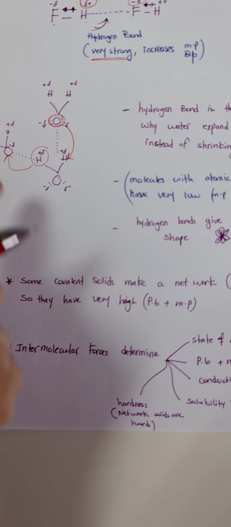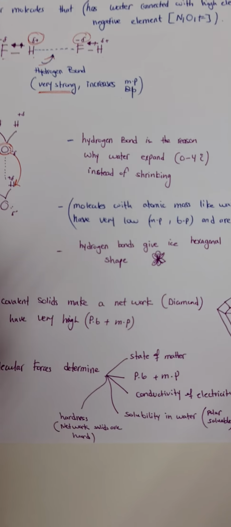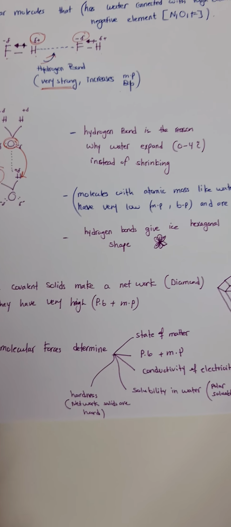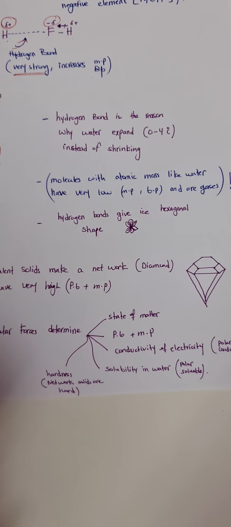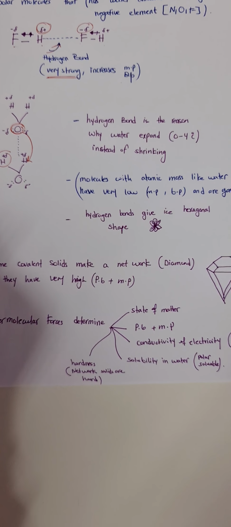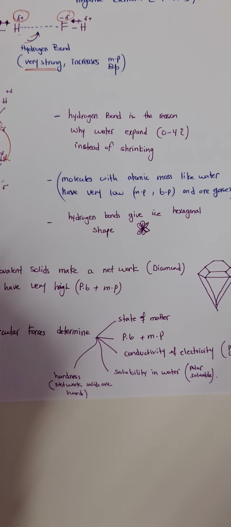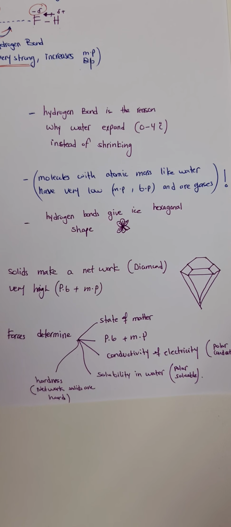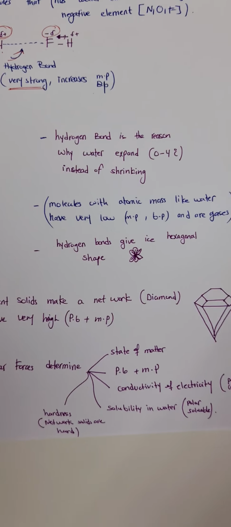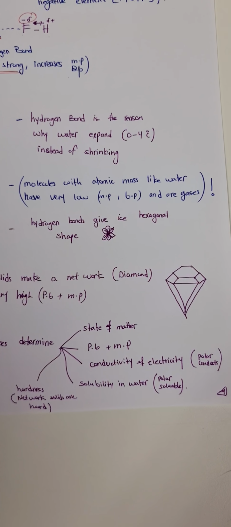All of the compounds that have atomic mass near to water, and water is not that heavy, it has two hydrogens, they are not liquids, they are gases. Except for water, it's a liquid. Why? Because of the hydrogen force. Also, the hydrogen force increases the melting point and the boiling point. That's why the boiling point of water is 100, while for most of the compounds that have no hydrogen bond, or that are not polar, the melting point is below 0.